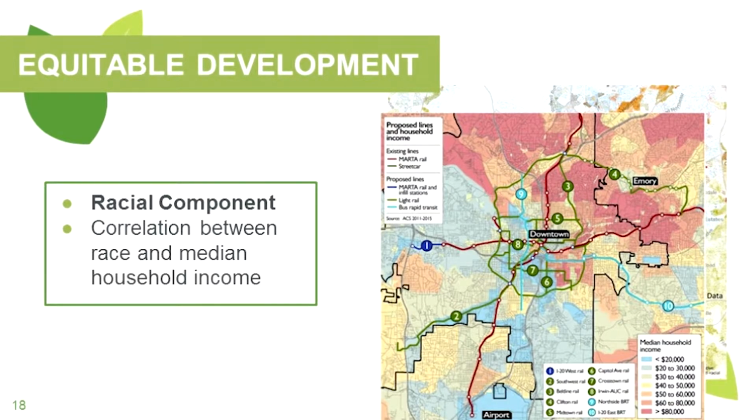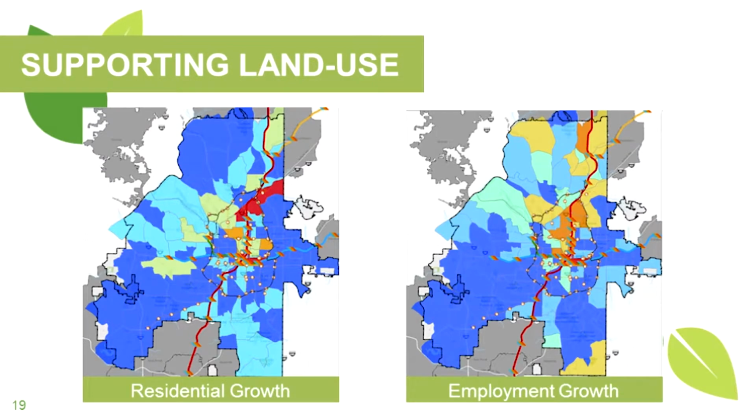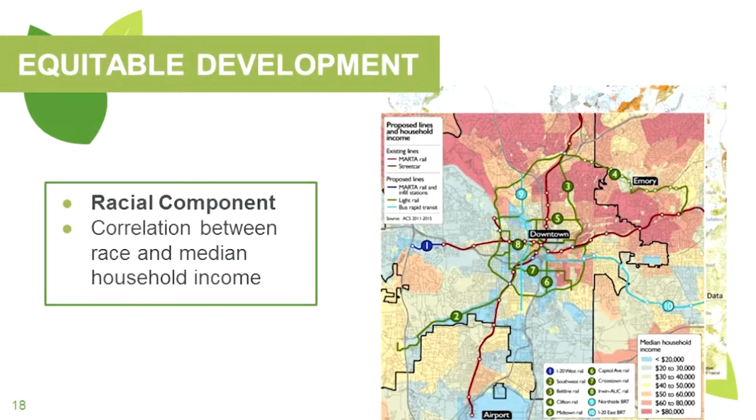One of our main goals was to factor in the equitable development of transportation. The green part is the predominantly black populated areas of the city, and the blue part is the predominantly white populated areas of the city. And if you compare that to the median household income, you can see it's very heavily segregated along the race aspect of the city. So we looked at that when we were designing our transportation.